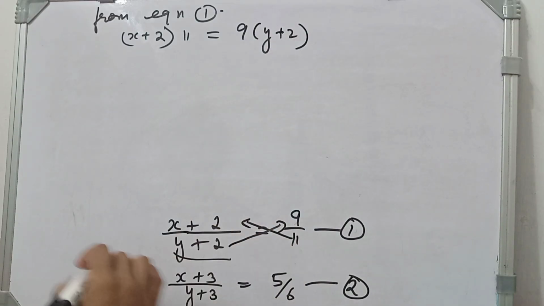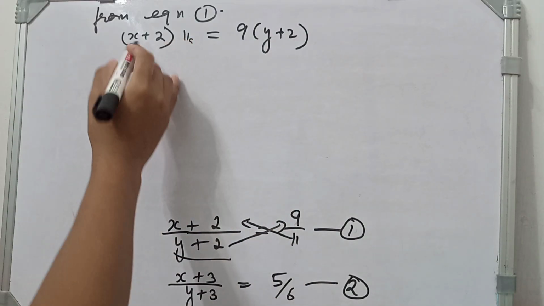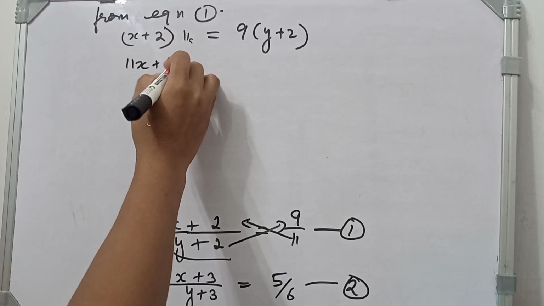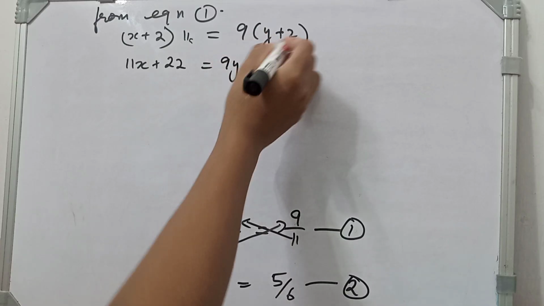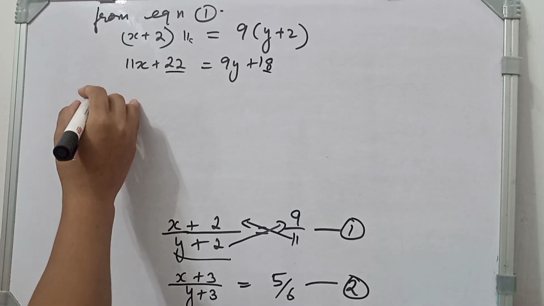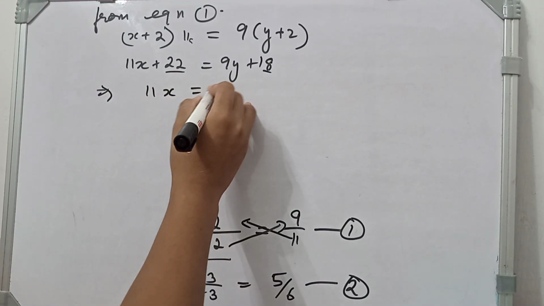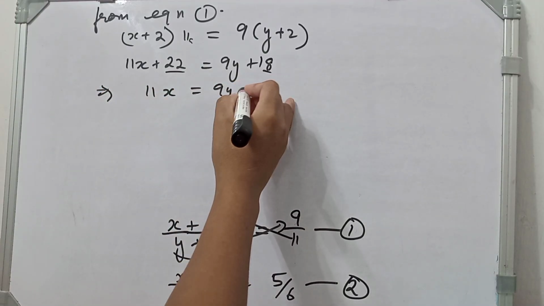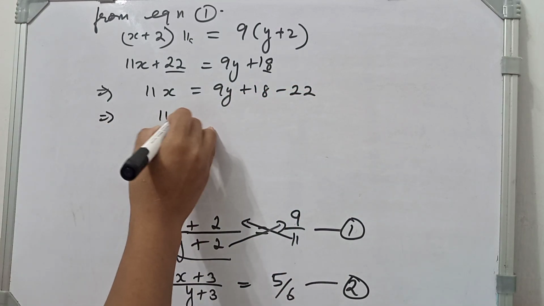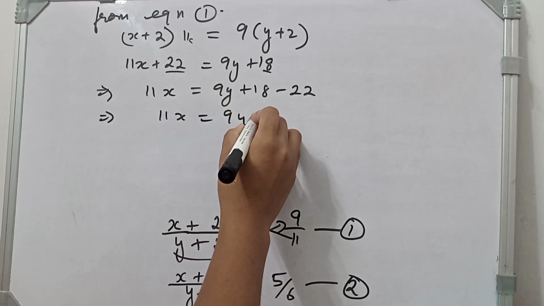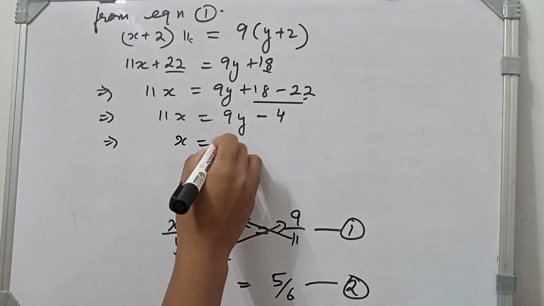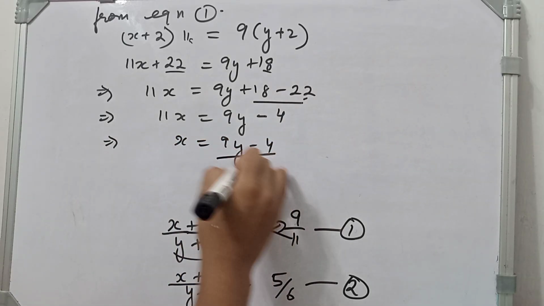Okay, cross multiply. So 11 into x is 11x, plus 11 into 2 is 22. Then 9 into y is 9y, plus 9 into 2 is 18. Okay. Now, taking numbers to the same side, 11x is equal to 9y plus 18 minus 22. So 11x is equal to 9y minus 4. Therefore x is equal to 9y minus 4 by 11.